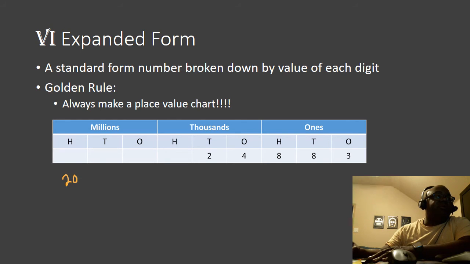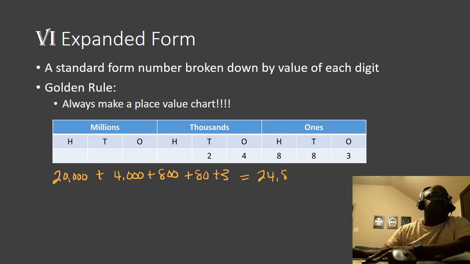So 20,000 plus 3,000 plus 400 plus 8. Then you equal everything out, 23,408.